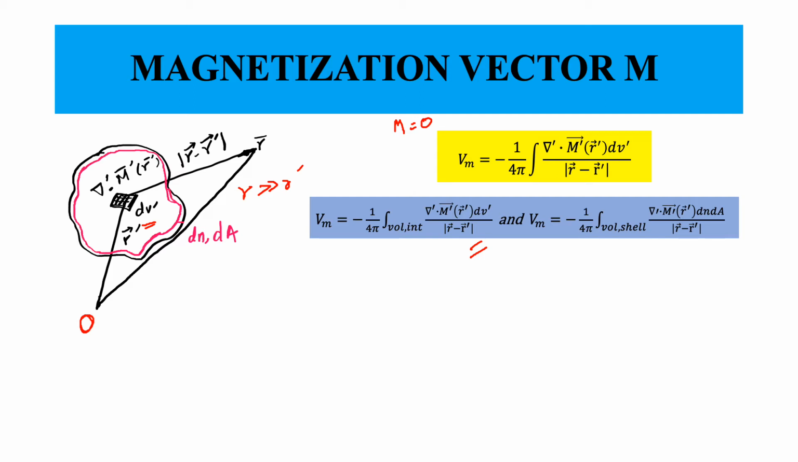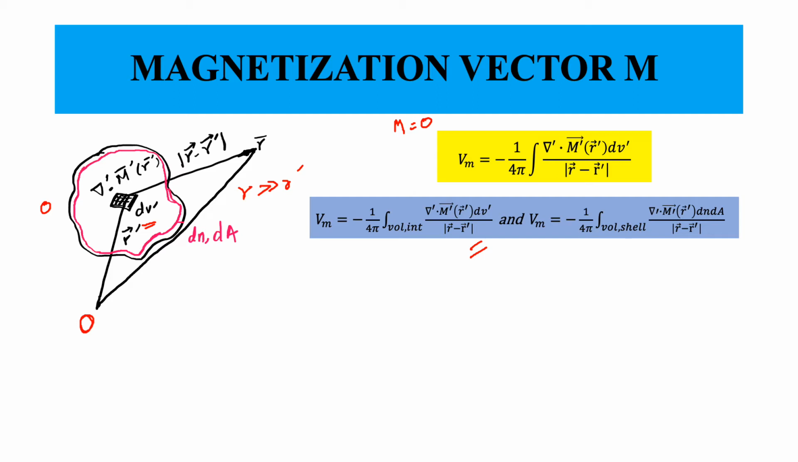However, at the surface, you are now in a slightly difficult position, because the magnetization is zero outside the magnetic material, but the magnetization inside is not zero. So there is a jump discontinuity happening.